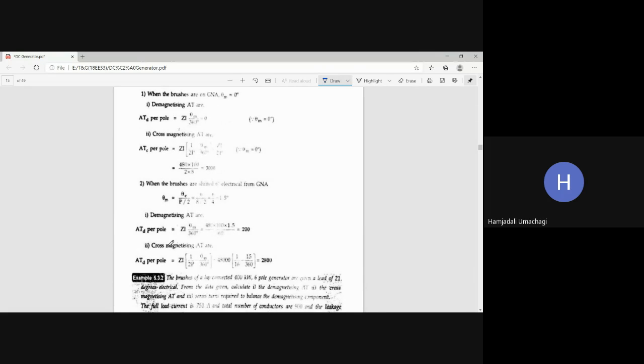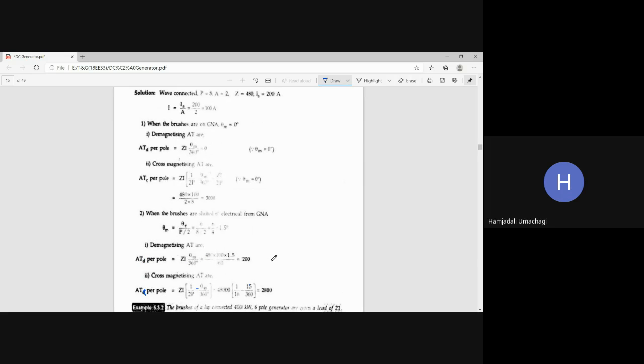Now similarly you calculate ATC per pole. This is not ATD, this is ATC. Make this correction, there is a printing mistake here. This is ATC per pole, which is Zi into (1 upon 2p minus theta m by 360). This is a minus sign here. Z value is 480 and I is 100, that is altogether 48,000 into (1 upon 2p). Poles are 8, so 1 upon 16 minus theta m, which is 1.5. This is not 15, this is 1.5, divided by 360. After simplifying, with a brush shift of 6 degree electrical, the ATC per pole value will be 2800. Is it clear?